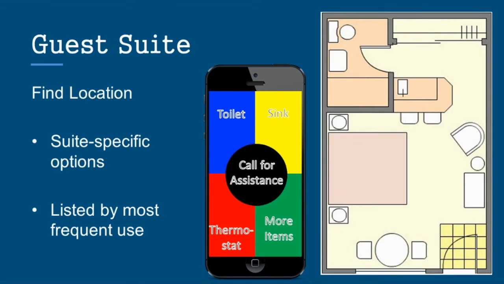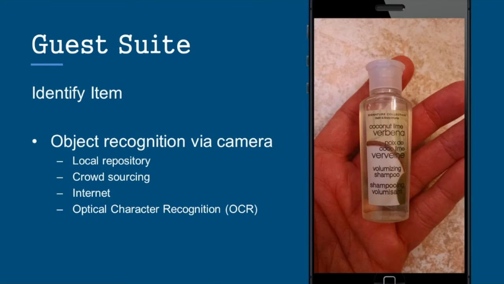This list will be sorted with the most common ones shown first. Directions to the items and locations listed will be delivered employing the same methods used to provide orientation in the lobby and corridors. If the user chooses to identify an object, they can do so by holding the device up to the item in question, and the application will then attempt to identify it through use of the device's camera.